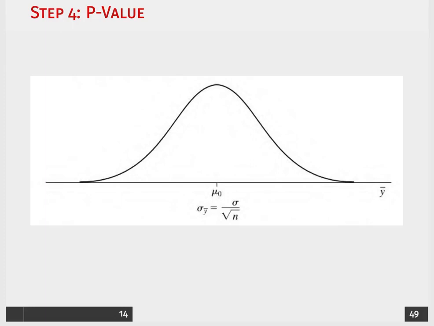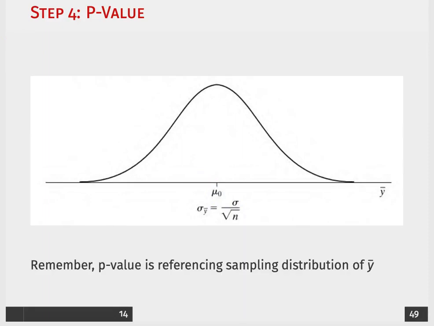So when we're talking about the upper and lower parts of the tails, what we're talking about is the center of the distribution and a given test statistic that we get. Is that sufficiently extreme that we would reject the idea that the true underlying parameter is mu naught? Remember, the p-value is referencing the sampling distribution of whatever the point estimate of interest is in our hypothesis test.